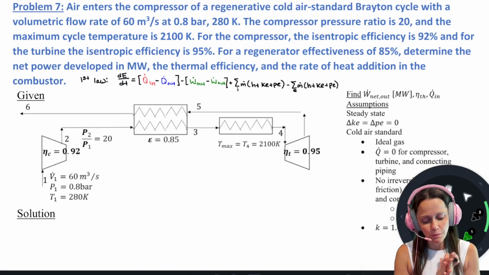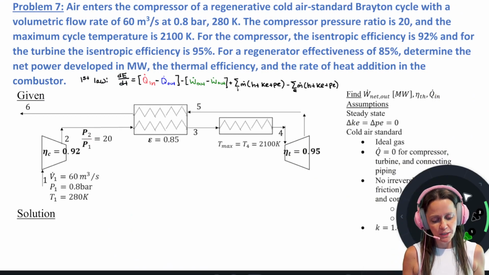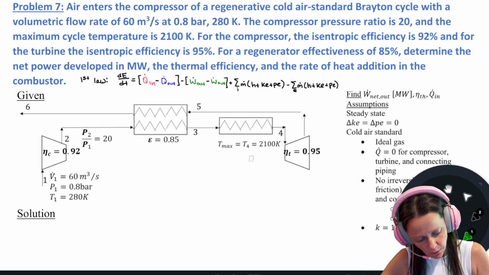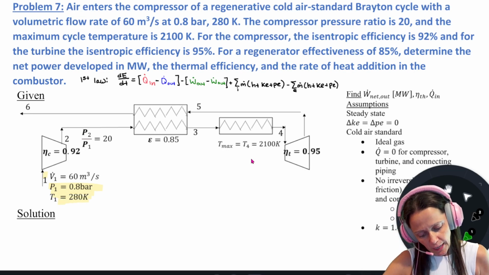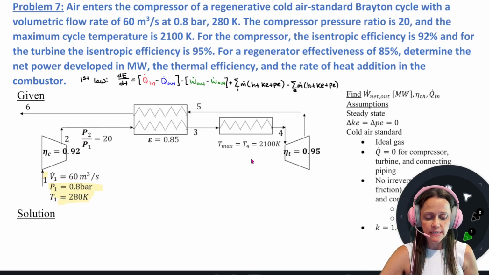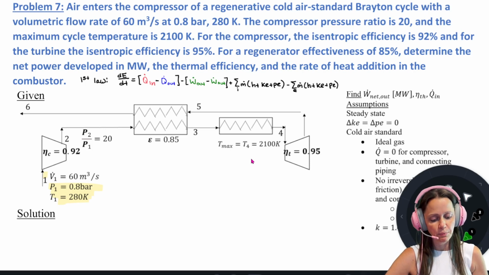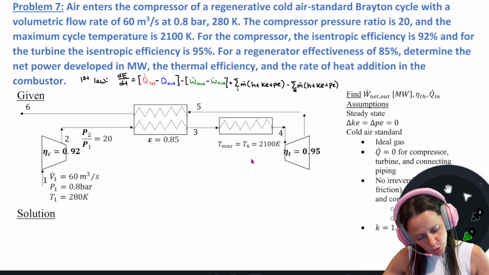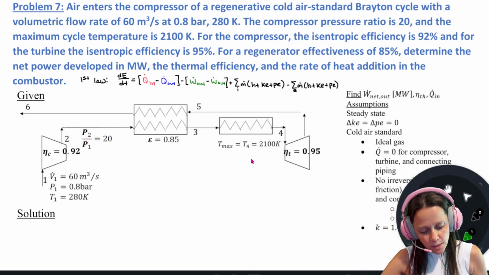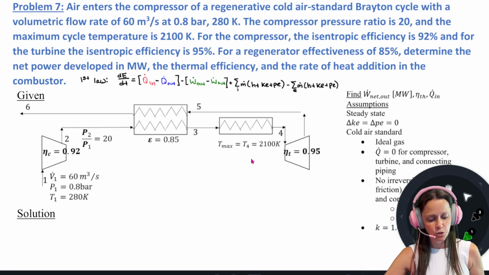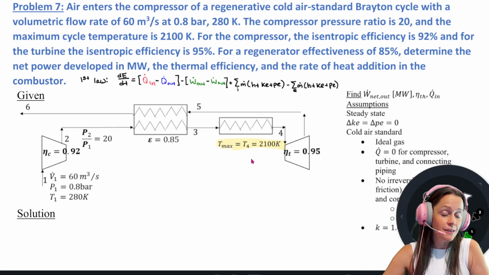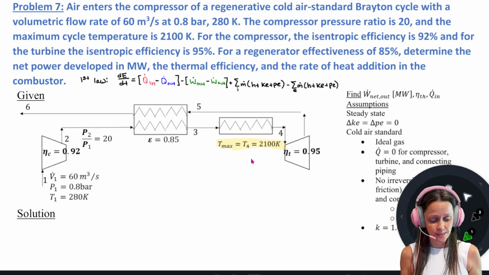All right, so problem 7, we have air enters the compressor of a regenerative cold air standard Brayton cycle. It enters state 1 with a volumetric flow rate of 60 meters cubed per second, pressure of 0.8 bar, temperature of 280 Kelvin. The compressor pressure ratio is 20. My maximum cycle temperature is 2100 Kelvin. It doesn't say point blank that this is at state 4, but we can reason out why it's the highest temperature, right?